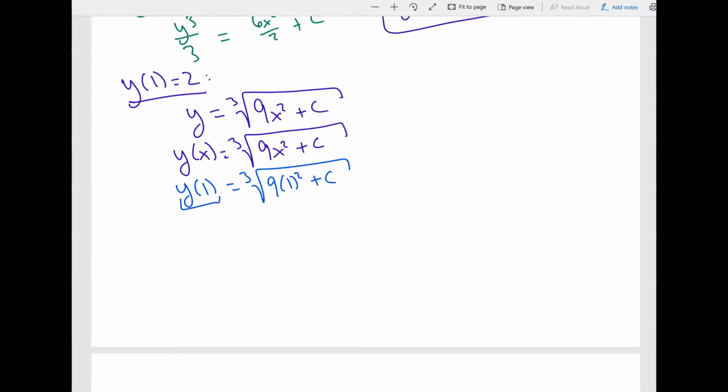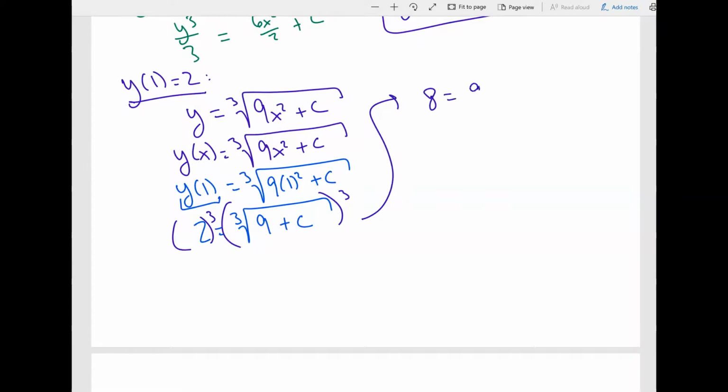Now y of 1 was just equal to 2. So 2 is equal to the cube root of 9 plus c. We're going to get rid of that cube root by cubing both sides. So I'm left with 8 is equal to 9 plus c. Then we just solve for c. So c is equal to -1.